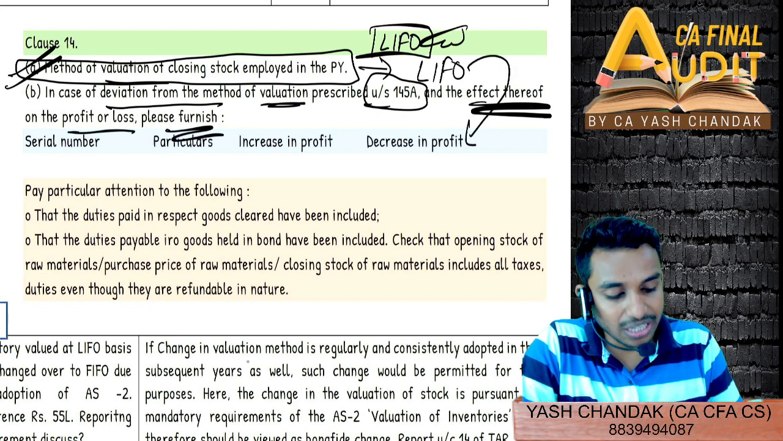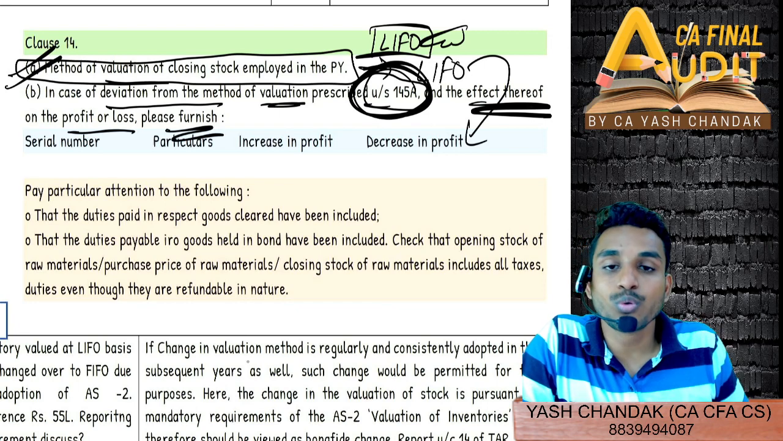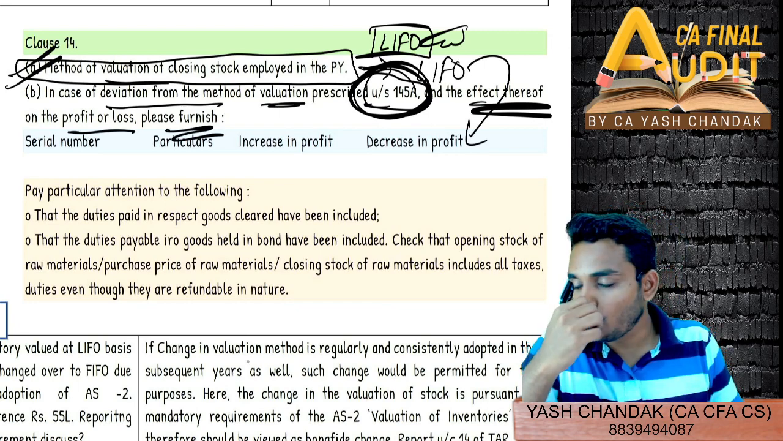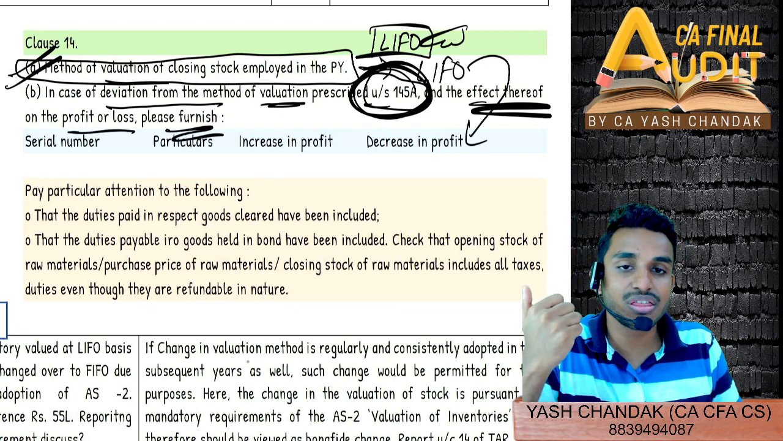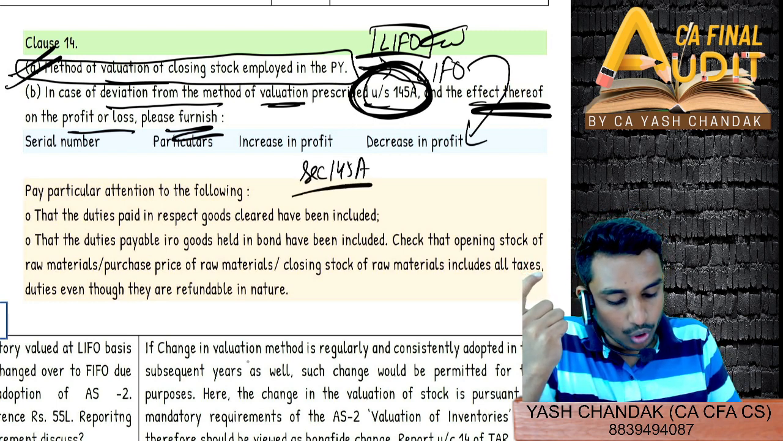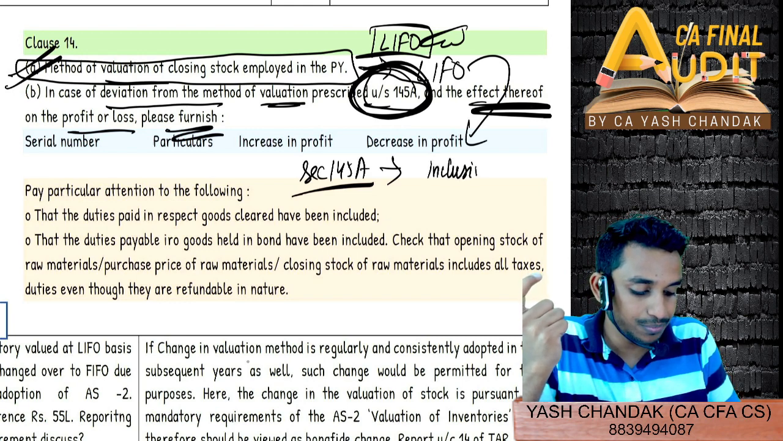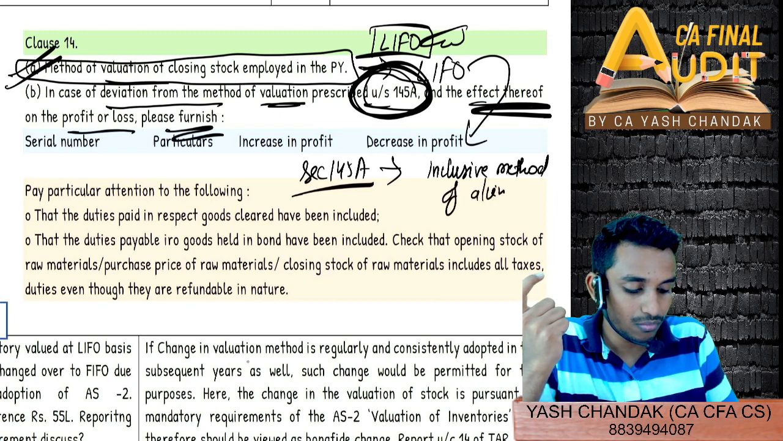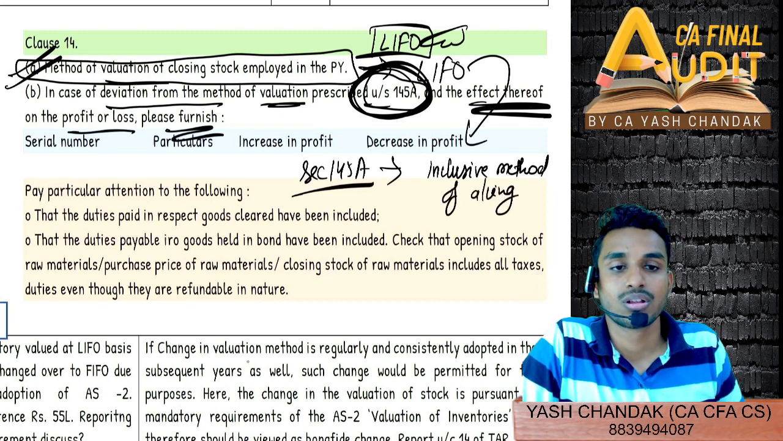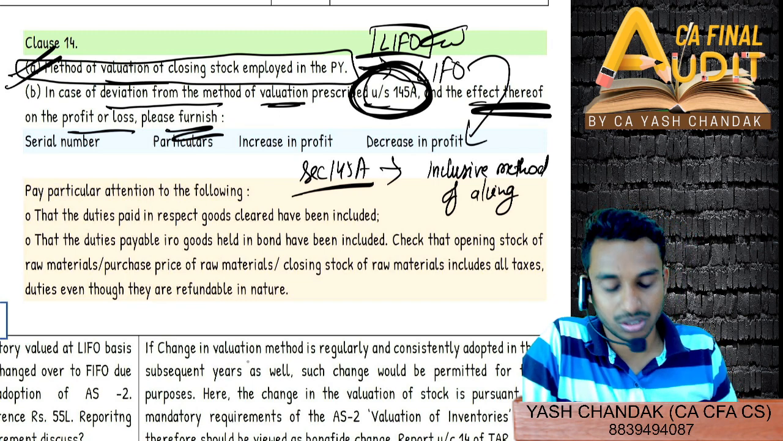So there could be a deviation from 145A. You have to calculate the deviation. Now, what does 145A say? Section 145A tells you to follow the inclusive method of accounting.